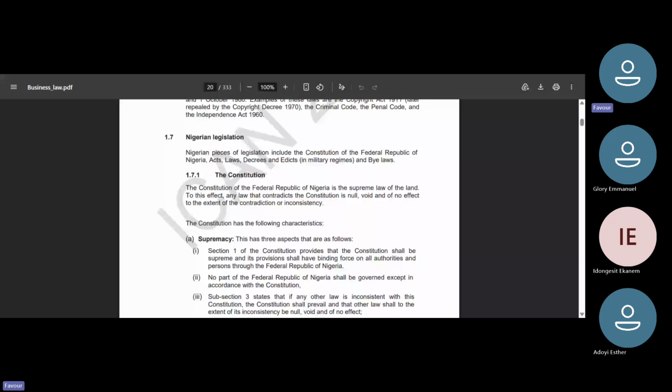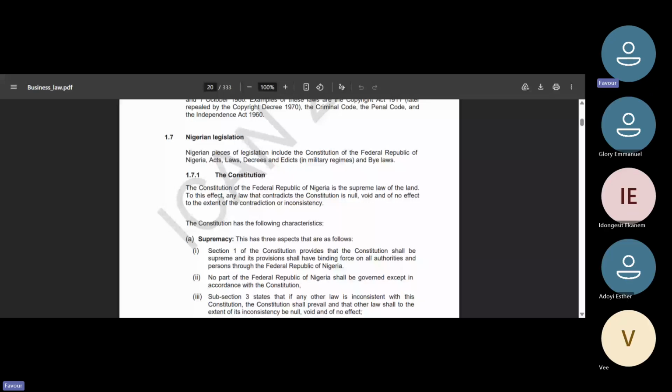So there are characteristics of constitutions. The first is supremacy. Like I tried to explain, it is supreme. It has a supreme power. Just like in the court system, the Supreme Court is the highest level of court, right? It's the same thing in the laws. The Constitution is the supreme, the peak, the highest.